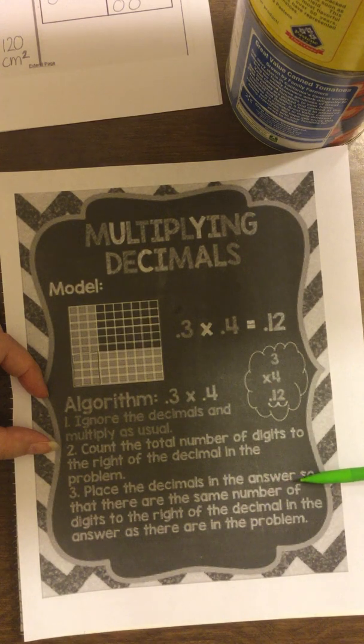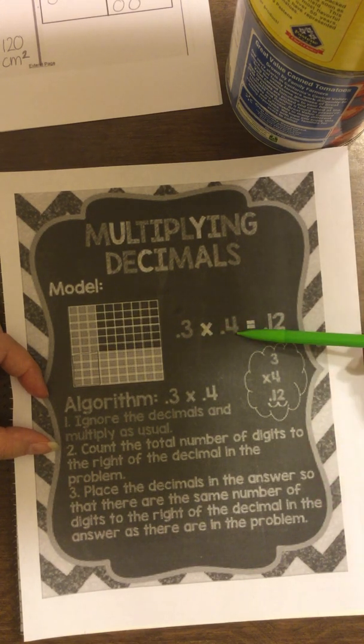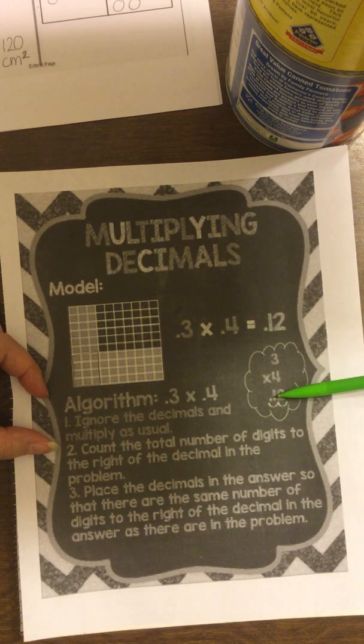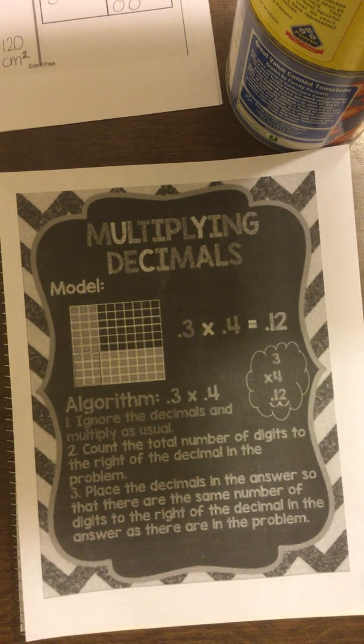And then it says place the decimal in the answer so that there are the same number of digits to the right of the decimal as there was in the problem. So I had 2 digits behind the decimal in both my factors. So I'm going to move the decimal to the left 2 places to match that amount.